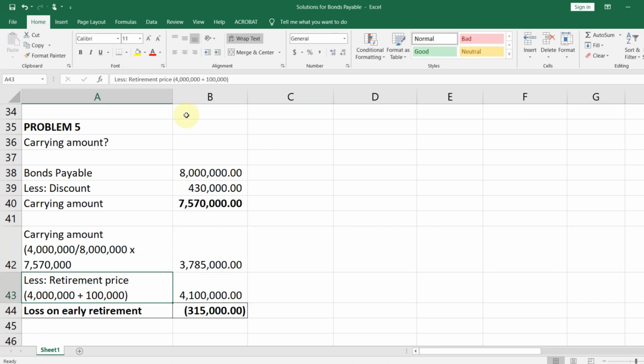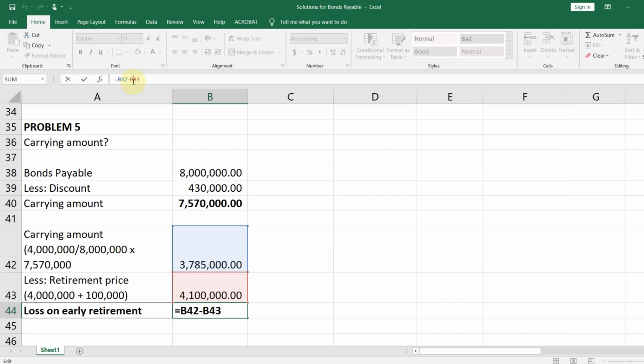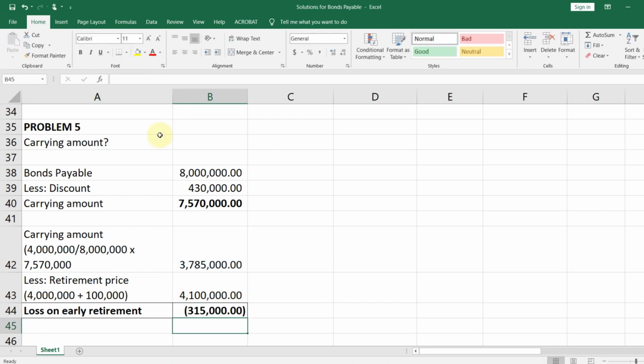Okay? So, less na yung retirement price. Ano ba ang composition ng retirement price? The face amount of the bonds, and then any call premium. Okay? So, meron naman tayong call premium. Okay? So, you add the 4 million, yung 4 million kasi yun yung ni-retire mong bonds. Okay? 4 million plus 100,000, you get 4.1 million. Then, you deduct, 3,785 minus 4,100, you'll get 315,000 loss on early retirement.